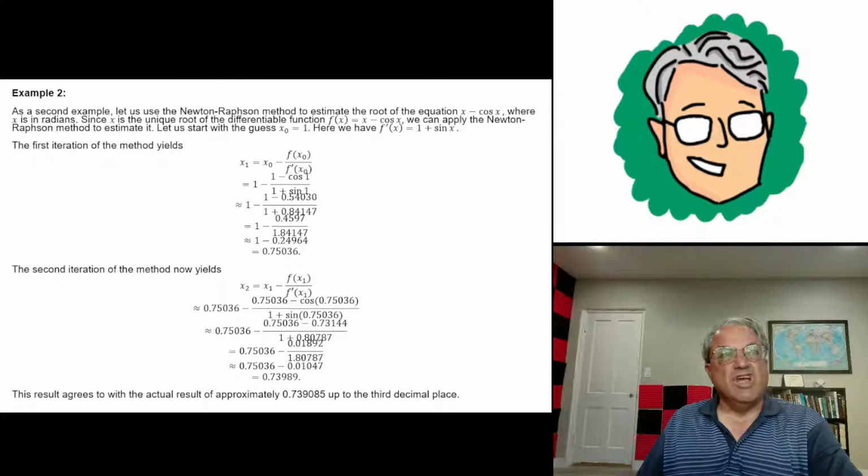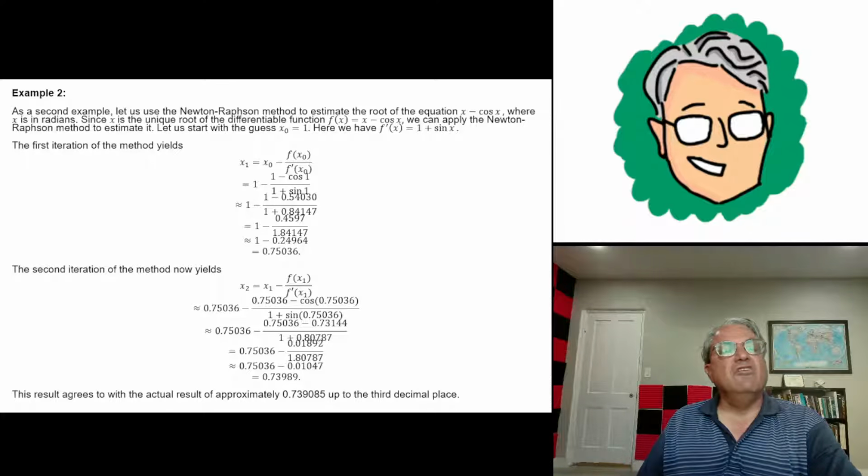Probably a better idea to graph the function to get a better idea where the root is. But it's pretty close to 1, right? I mean, it's not that close. But if you start with that x0 equals 1, this method will converge. It's not as good a first guess as, for example, 1. But let's just see what happens when we apply this.